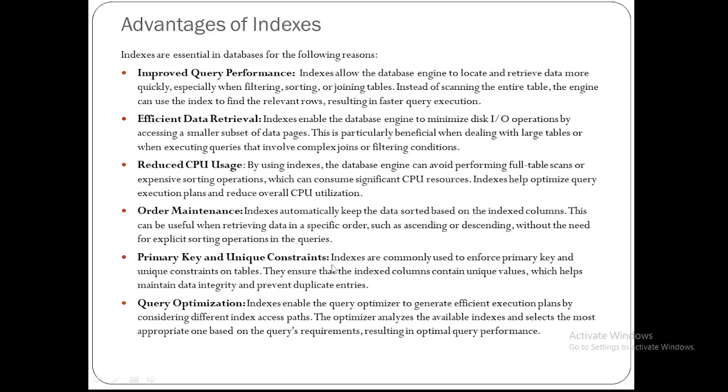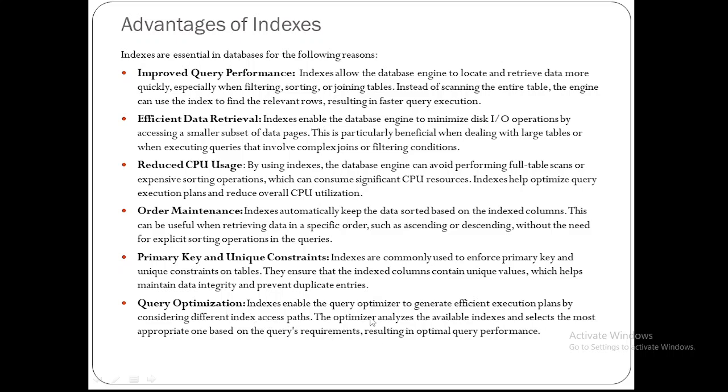Primary key or unique key constraint. Indexes are commonly used to enforce primary key and unique key constraints on a table. Like a primary key is already an index, a clustered index. We can say a primary key is a clustered index on a table. It sorts all the data on a table in a particular order. And also unique keys. Unique keys are also a constraint which we apply to a column of a table.